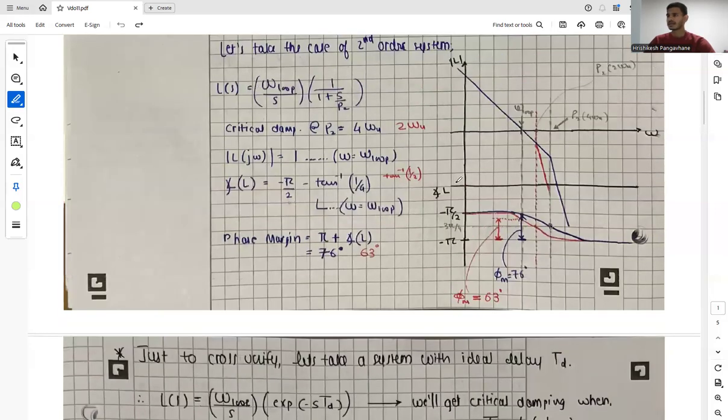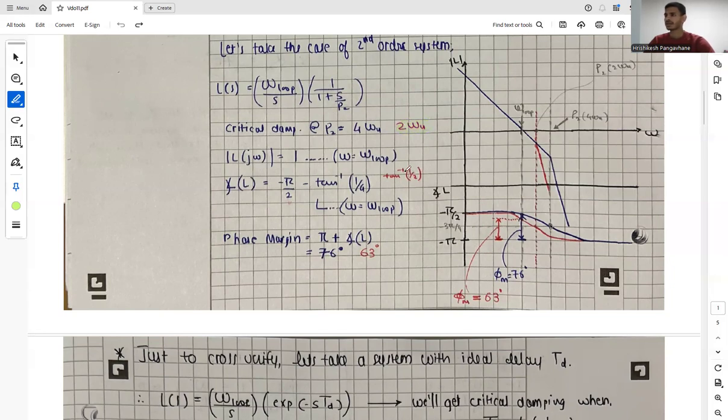Now let's take a case where a little bit of overshoot is okay for our system. So let's take the case where our P2 lies at twice omega u.